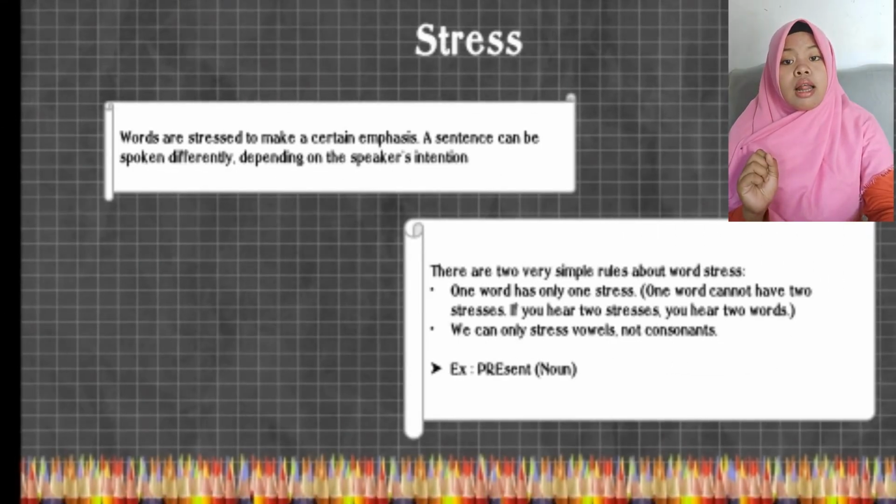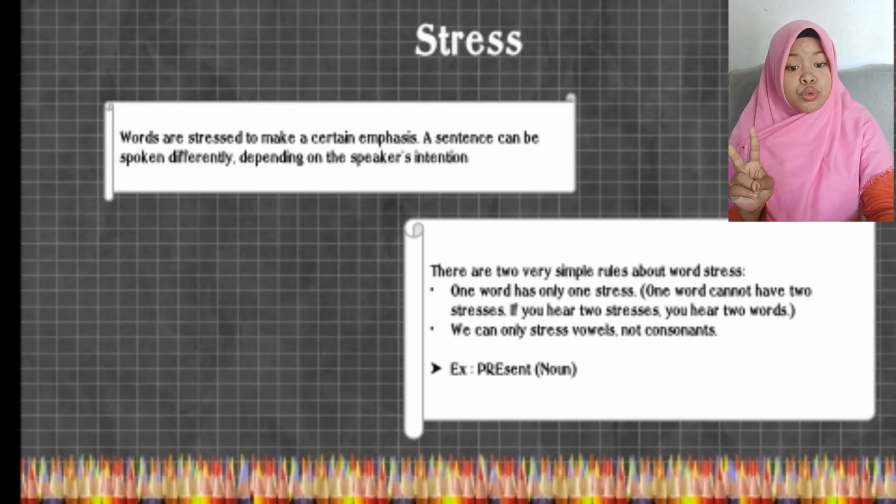Okay. Next, I will explain to you about stress. Like intonation, stress is related with pronunciation, because words are stressed to make a certain emphasis. A sentence can be spoken differently depending on the speaker's intentions. So these are reasons why we need to stress in sentences.